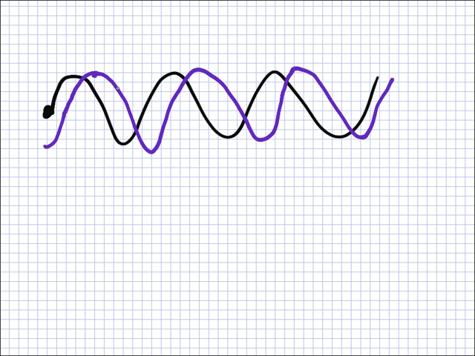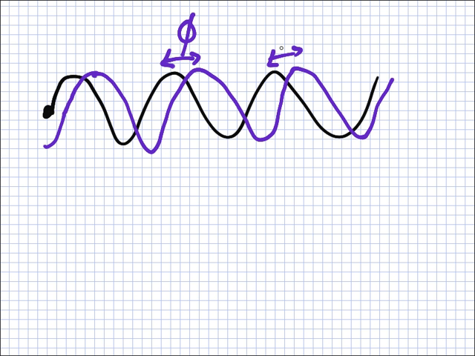And you notice that the two waves are moving together. They're not quite lined up though. The phase difference is this here. You could say it's the difference between the crests of two different waves. Okay, that's the phase difference.